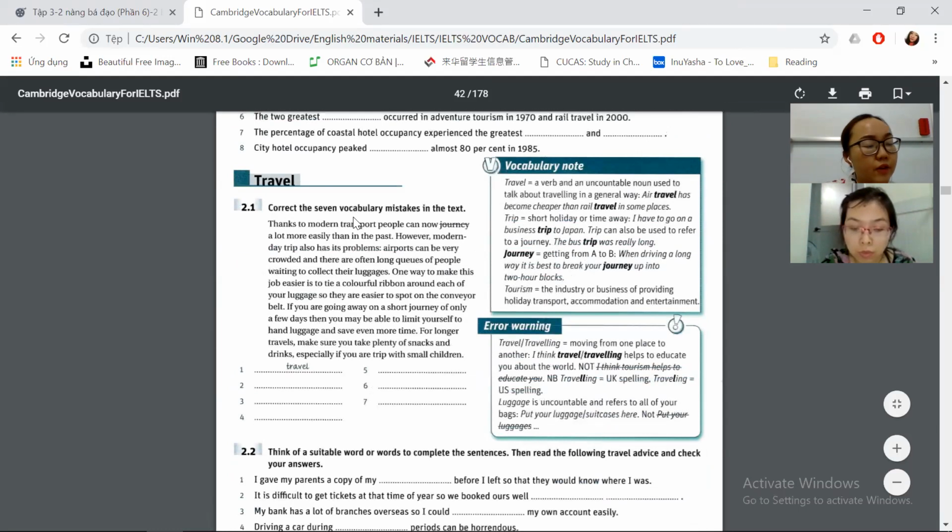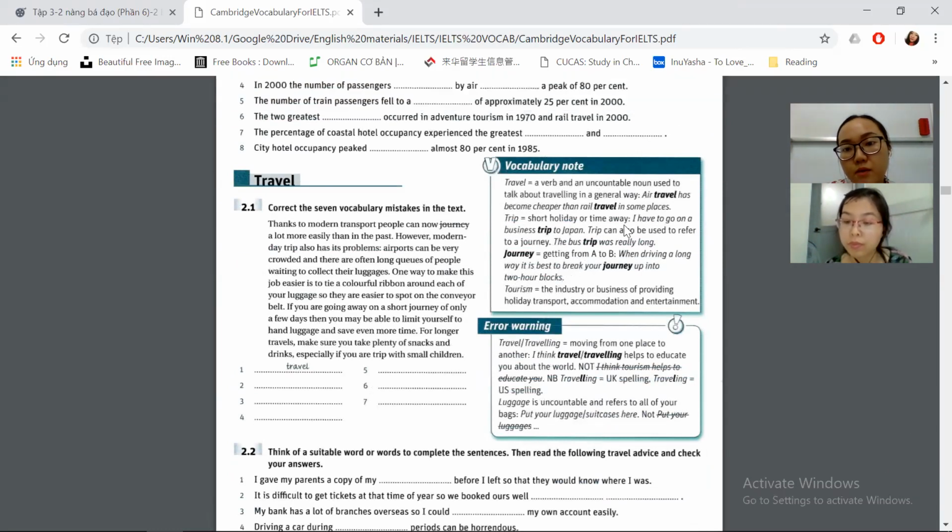So now we have to correct the 7 vocabulary mistakes in the text. Before that, let's take a look. Travel is a verb and an uncountable noun. Talk about traveling in a general way. So travel actually is a noun too, not only a verb. You can say travel books, or I'm interested in traveling, but travel too. Talk about traveling in a general way.